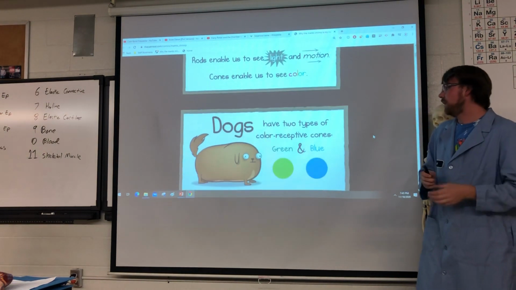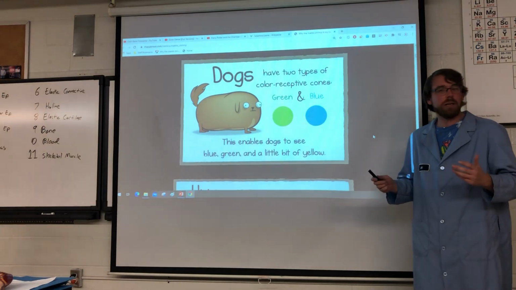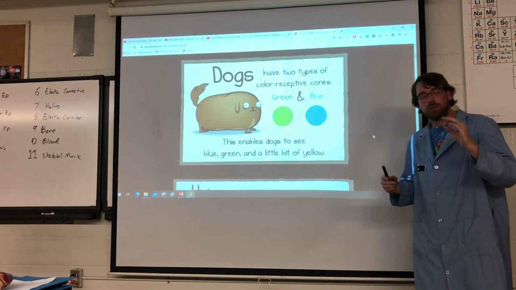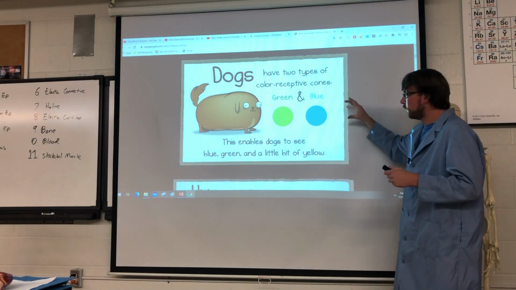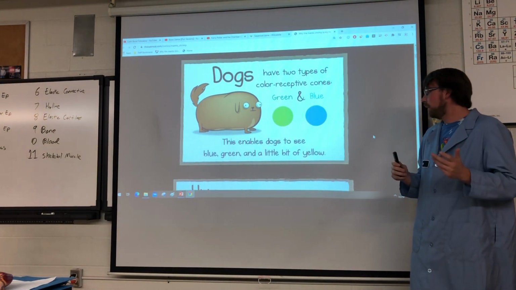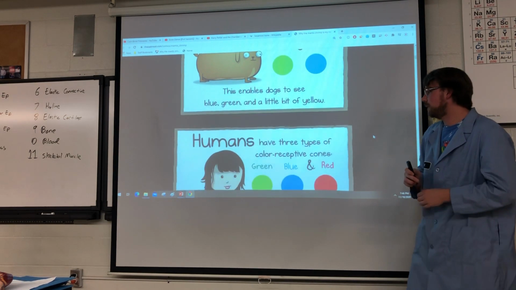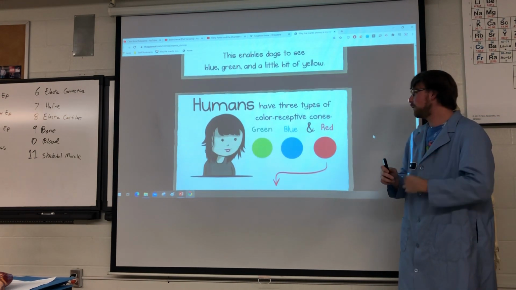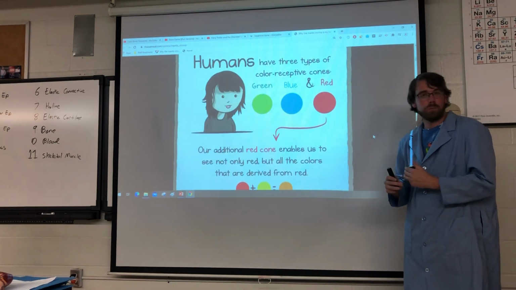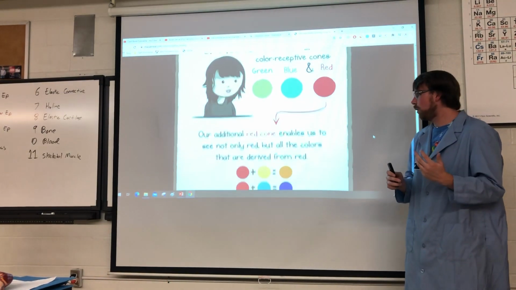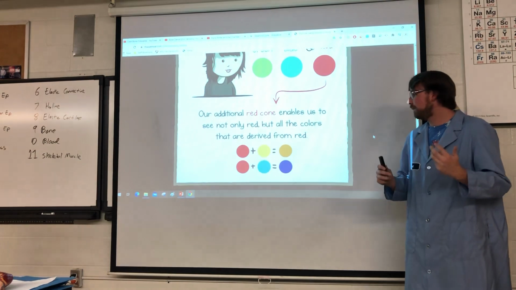So dogs have two types of color receptive cones. So we say dogs are colorblind, or people do. That's partially true. They can see green and blue, they don't have a red cone. So it lets them see green, blue, a little bit of yellow. Humans, we have three types of cones. We have a green cone, a blue cone, and a red cone. Our additional red cone enables us to see not only red, but all the colors that we get from red.